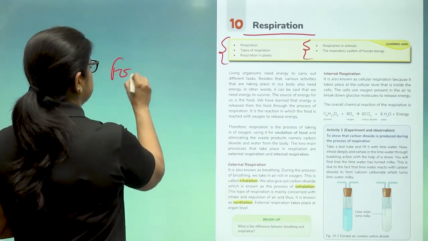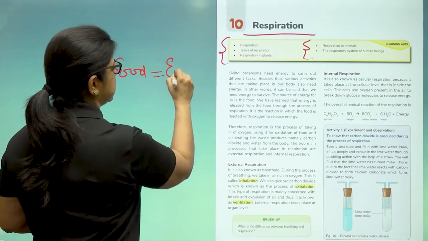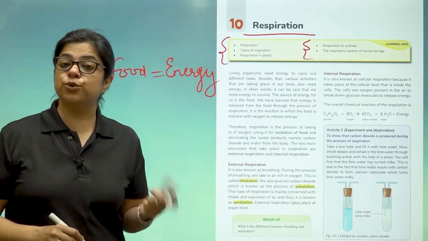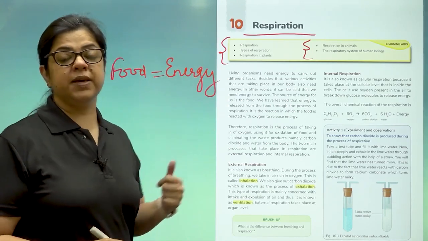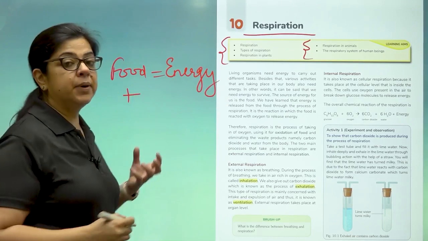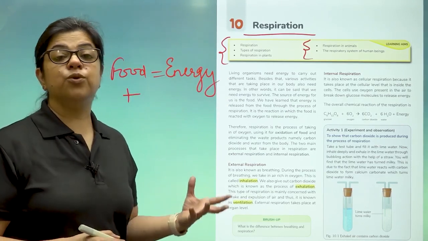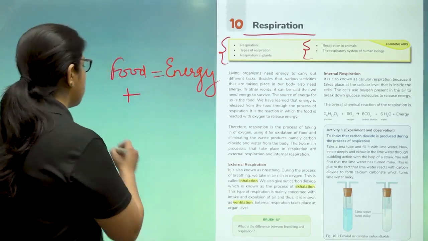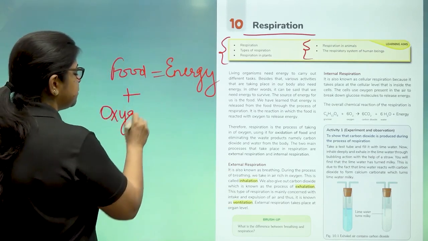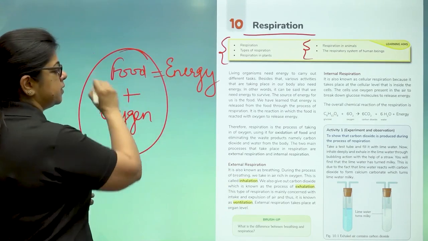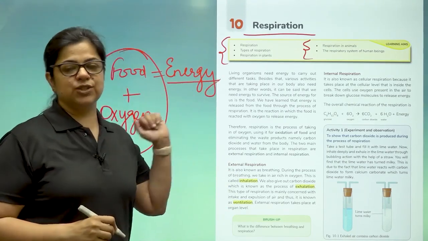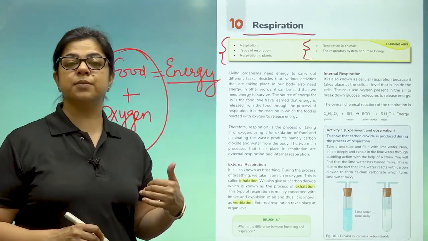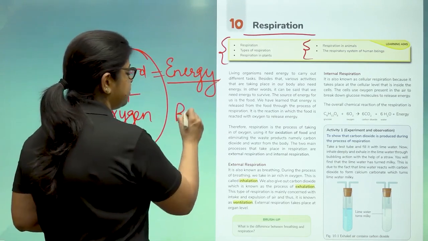So, we all know that we take in food to give us energy. So, food equals energy. But how is this energy taken out from the food that we eat? The food that we eat has to be burned. How is it burned? We all know that there is only one substance that supports burning. It is oxygen. So, in the presence of oxygen, when this food is burned, it releases energy. And where does this oxygen come inside? The oxygen comes inside through the process of breathing.